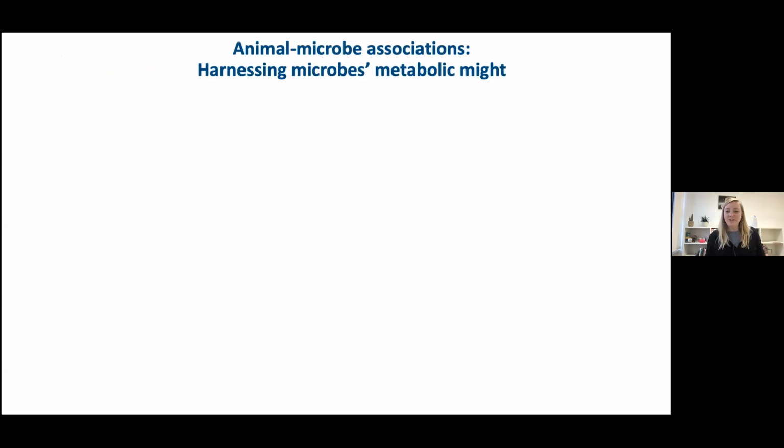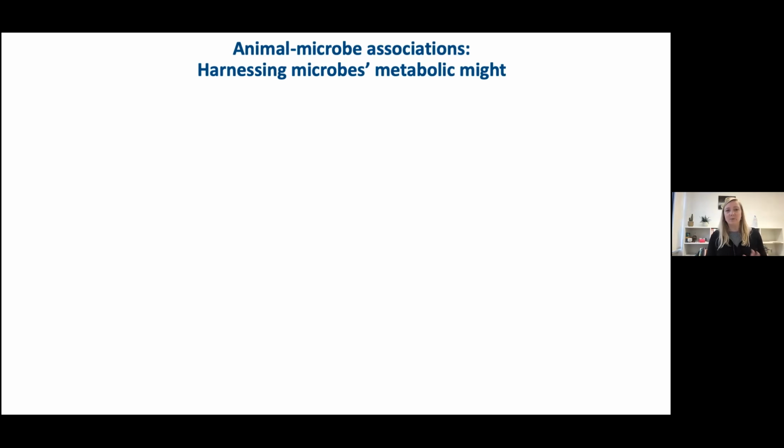As Chloe already mentioned, the topic of research in my lab is about animal microbe associations. And I just wanted to briefly introduce the amazing diversity of things that microbes can do for their animal hosts. And this, of course, is the basis for these advantages that animals gain from microbes: the incredible metabolic diversity that microbes have, that animals just don't. And so the only way of tapping into these functions is to establish beneficial associations with microbes. And this has happened again and again and again over evolution.